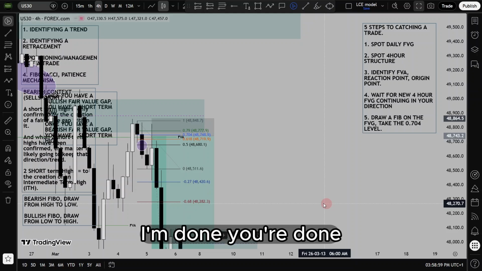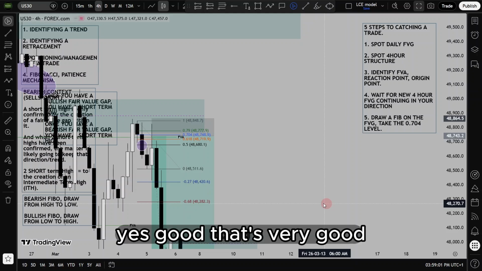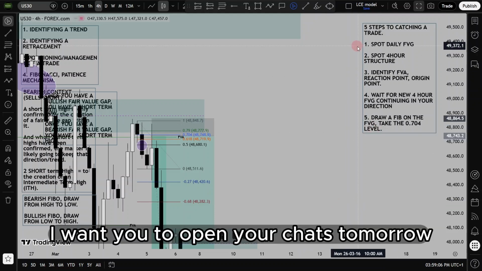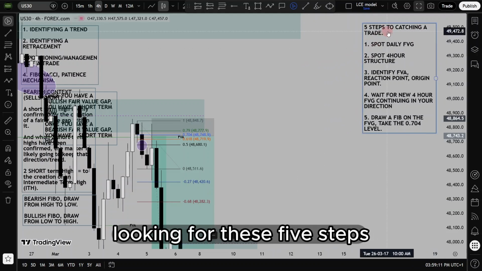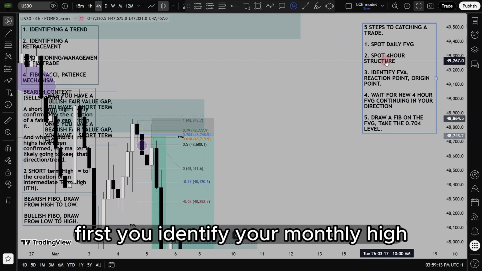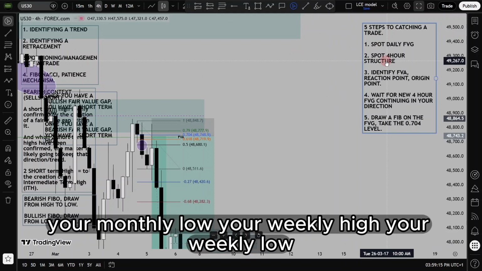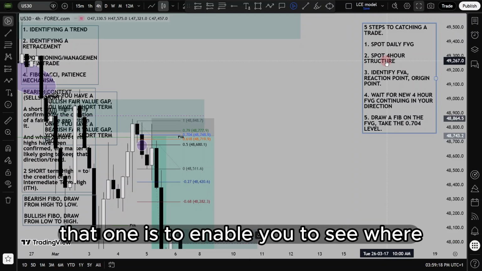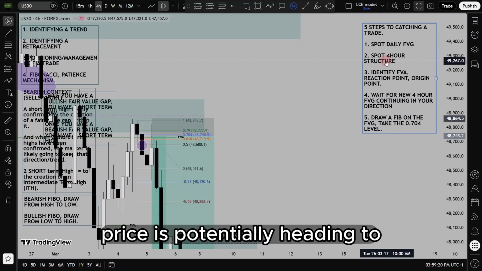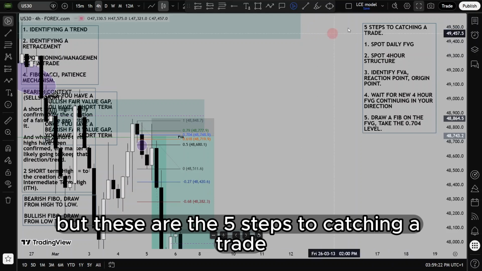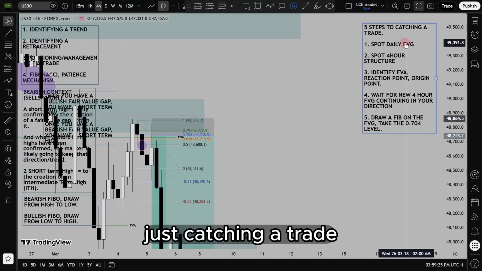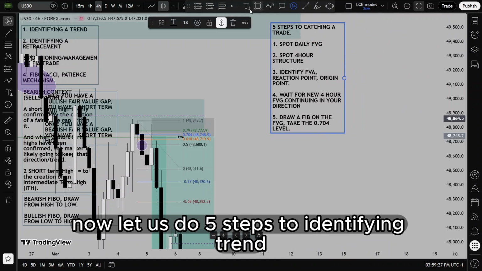I'm done. You're done. Good. That's very good. So these are the 5 steps. I want you to open your chart tomorrow looking for these five steps. First, you identify your monthly high, your monthly low, your weekly high, your weekly low. That is to enable you to see where price is potentially heading. But these are the 5 steps to catching a trade. Now let us do 5 steps to identifying trend.